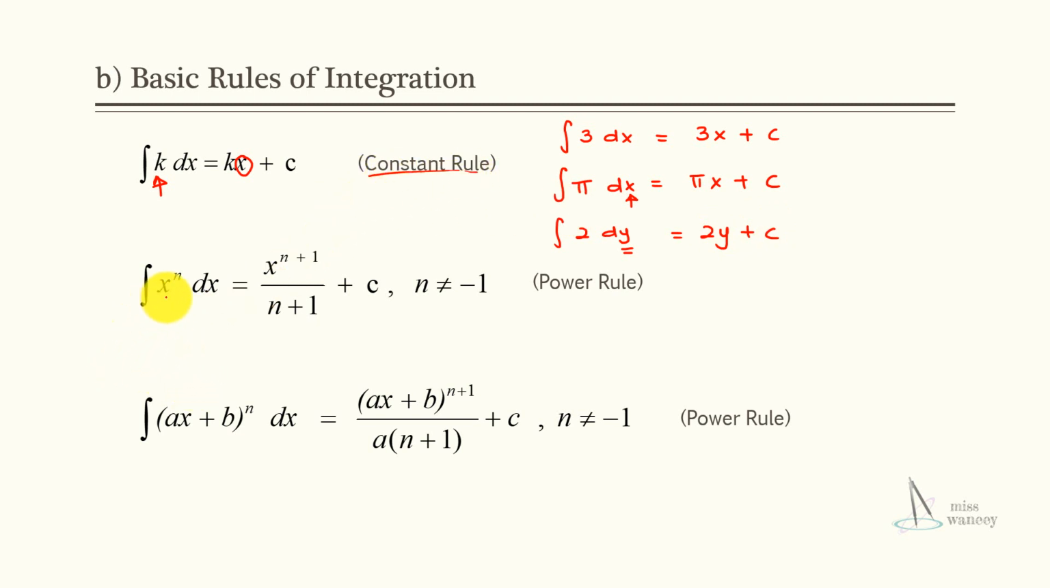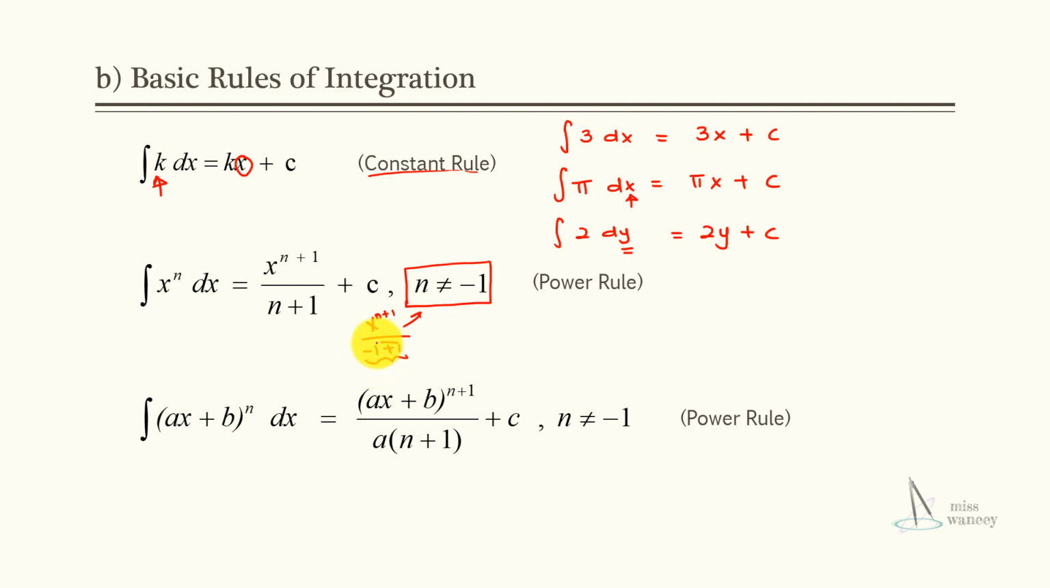Okay, so the second one, we have x to the power of n dx. We simply add 1 to the power, so x to the n plus 1 over the new power n plus 1, plus c. But we do have one restriction for the power rule, where the power cannot be equal to -1. The reason why n cannot be equal to -1 is because otherwise we have x to the power of n plus 1 over, so we get -1 plus 1 below here.